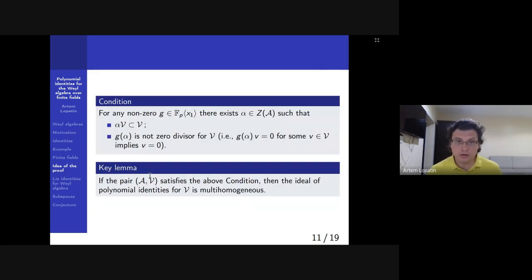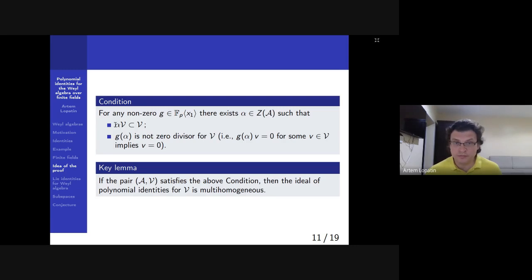And then we have the following condition. We assume that G is some polynomial in one variable. Actually here we can write down x1 and x1, they are commutative, but it doesn't matter. With coefficients in the field with p elements, we assume that there exists alpha from the center of algebra A, such that the following two conditions hold. In this case, we say that this condition holds. Yes, and so this alpha stabilizes V.